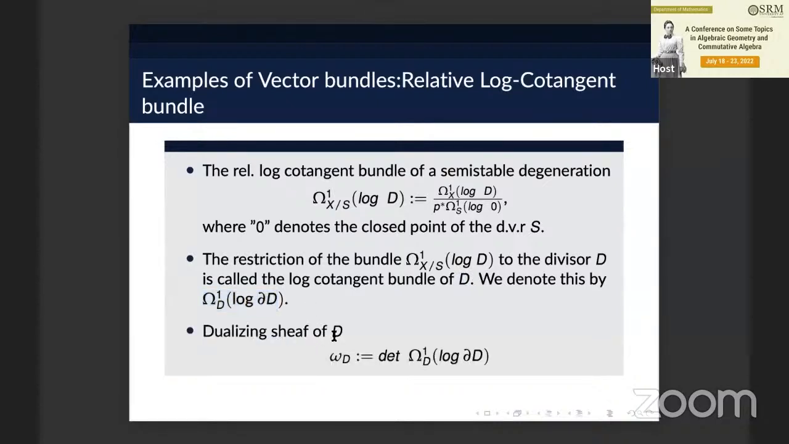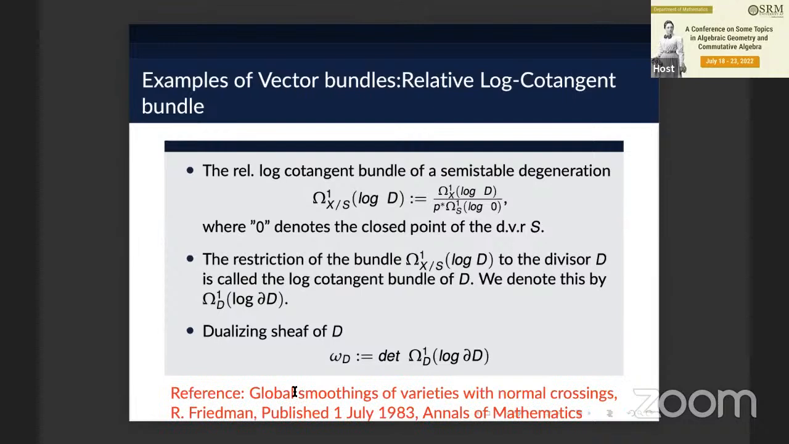The dualizing sheaf of D can be defined as follows. Remember, this D is a variety with normal crossing singularities. So the dualizing sheaf can be defined to be the determinant of this restriction bundle. The reference is Friedman's paper from 1983.